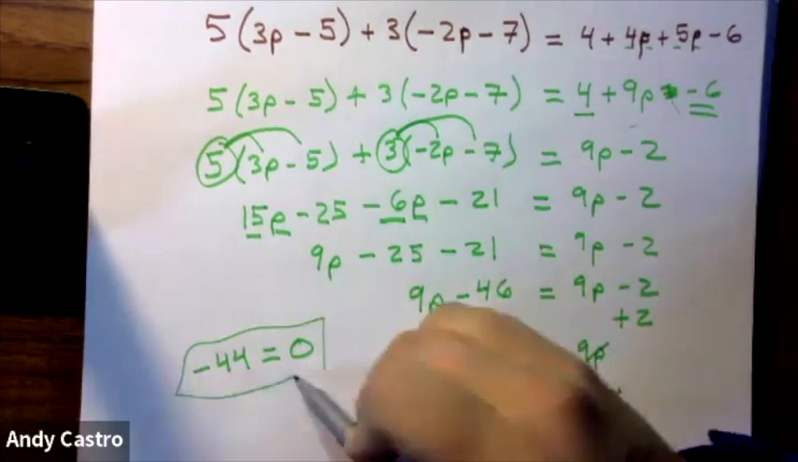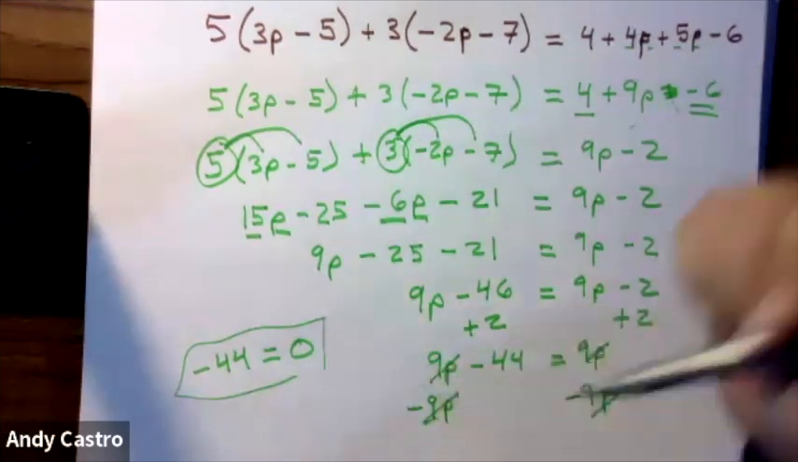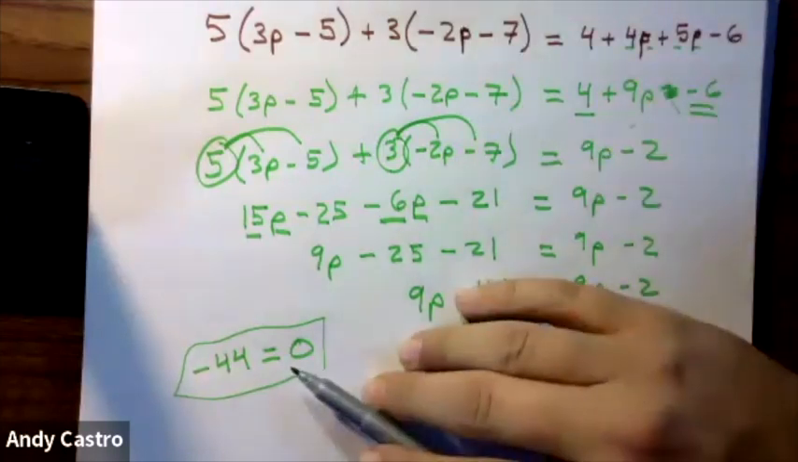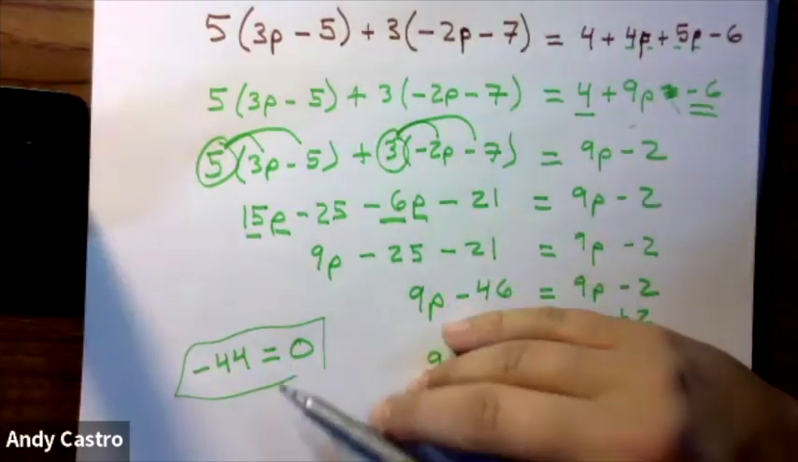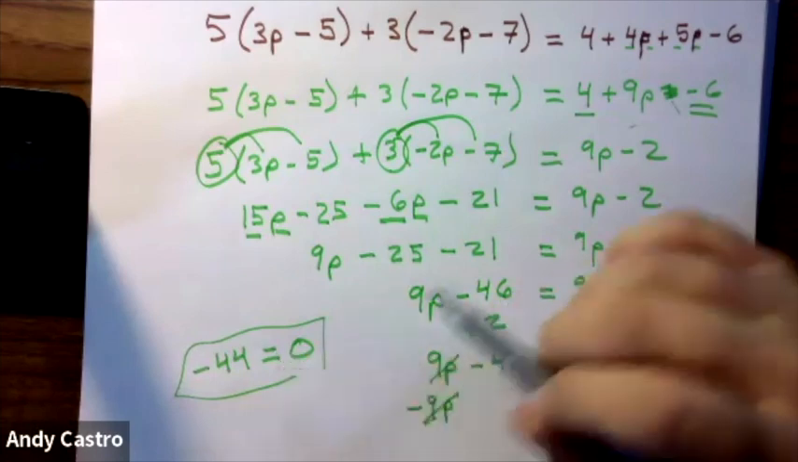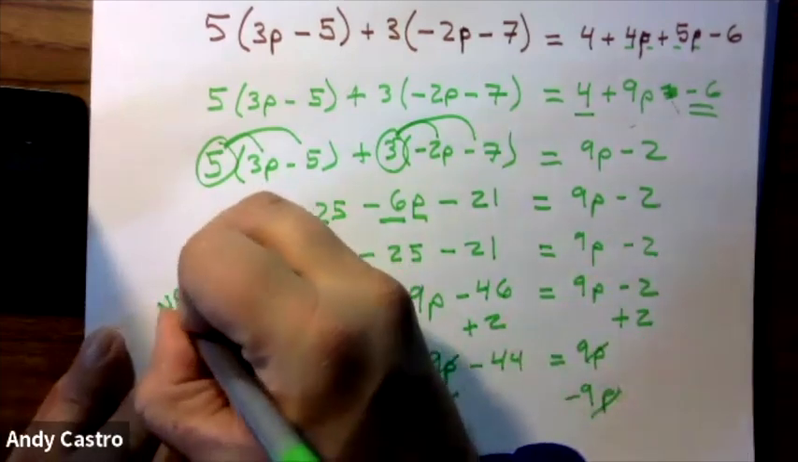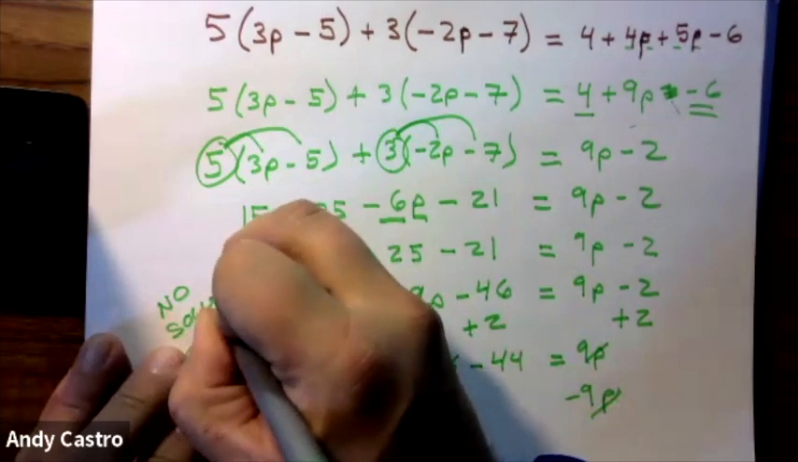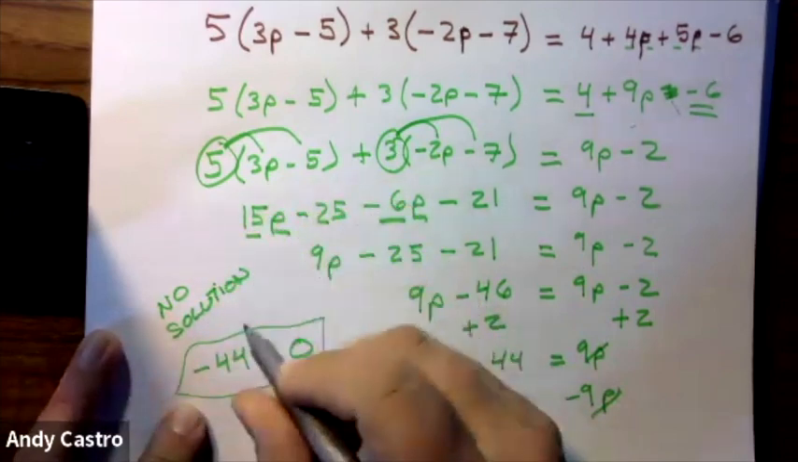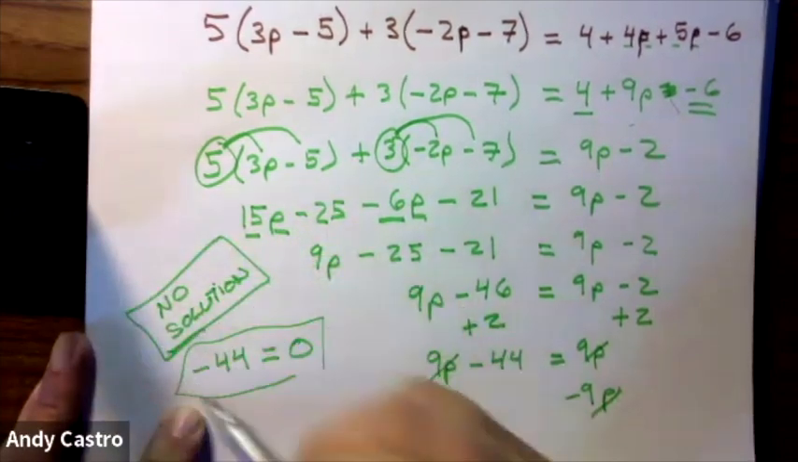But I just worked out the problem and it says that it's equal to 0. When this happens, this means that there is no solution. Okay? There is no solution.